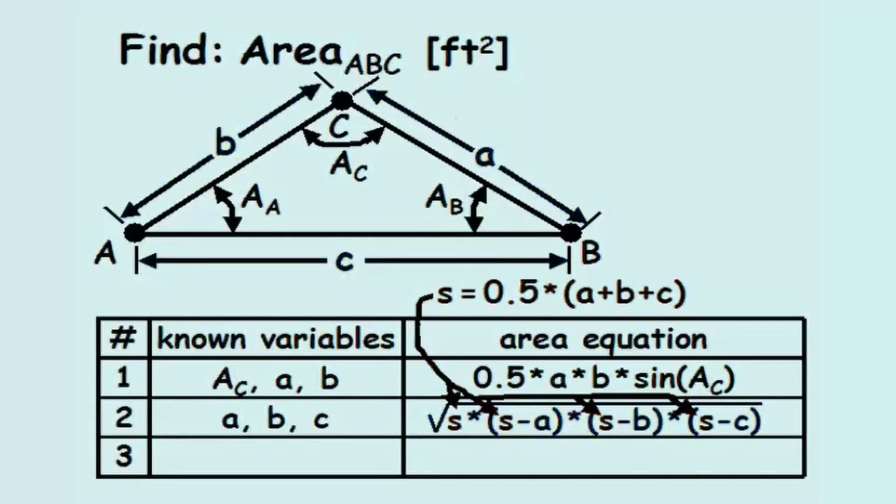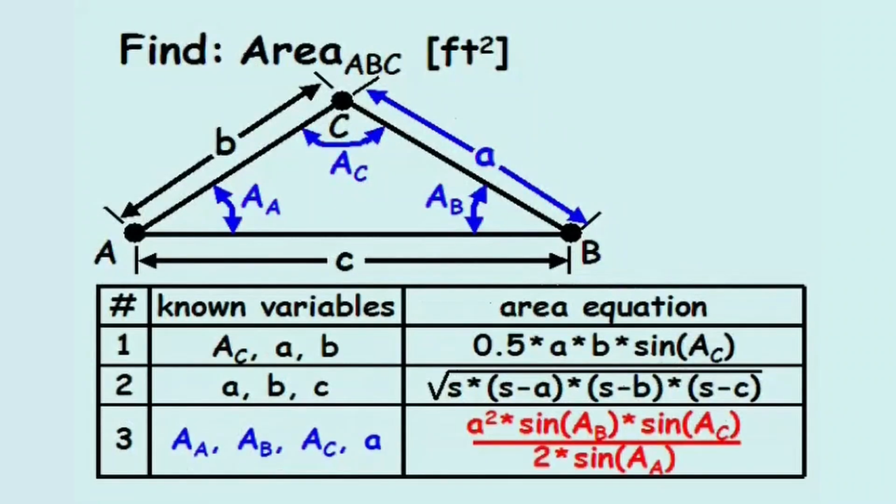A third equation for the area of a triangle is when all three angles are known and the length of one side is also known. If side a is known, then the area equals a squared times the sine of angle B times the sine of angle C divided by 2 times the sine of angle A. This equation can also be modified in the event we know the length of side b instead of side a, or we know the length of side c.